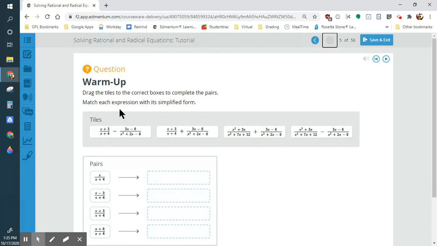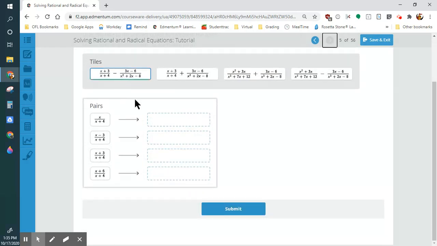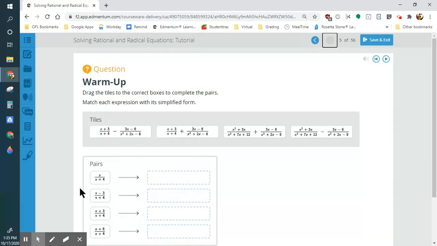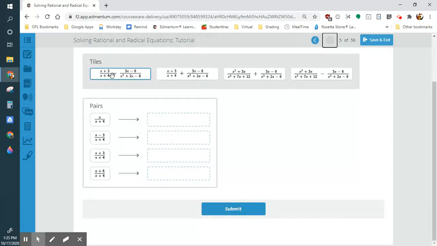So doing this, we're going to look into what we can do to simplify these expressions. So when we're simplifying this one, for example, we're going to have to do some work. So again, this is the warm up. They're going to start us off with stuff that we should already know how to do. So we have x plus 3 over x plus 4. We can't really simplify that. Minus, we're going to see that we can simplify that by factoring out this 3.